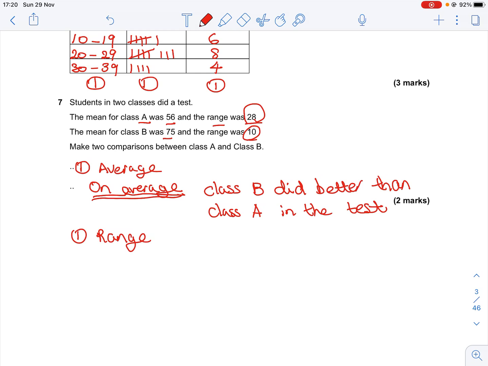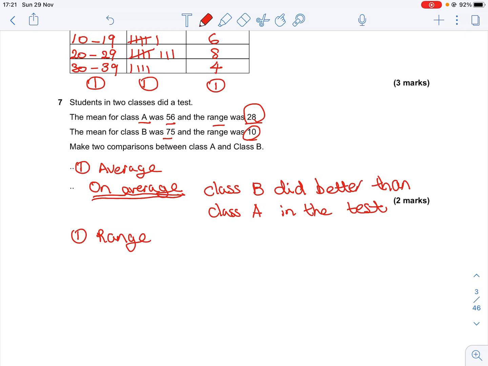So I also give people a mark if you say it's less consistent. Well, I know you get the idea, so the range is smaller, so it's less consistent. Sorry, some of you put the range in class B was 10. So the range is smaller, so the data is more consistent. So the smaller the range, the less spread it is.